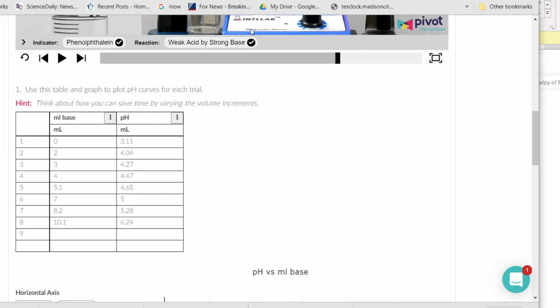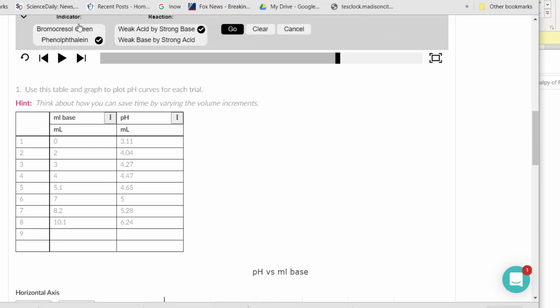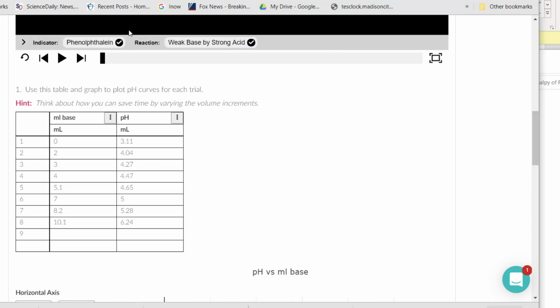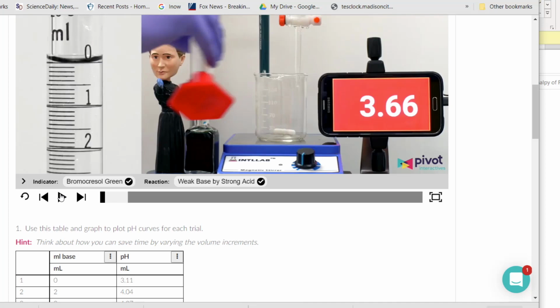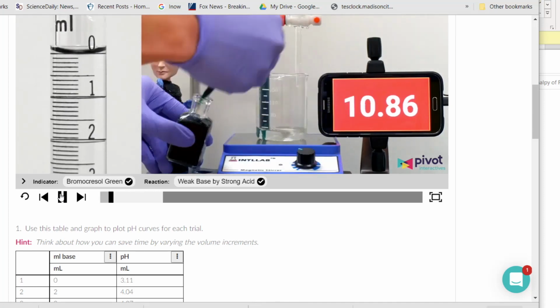And then you can also come in here and say, I want a different one. I want the weak base and strong acid. And you can also change the indicator. And then you can collect data for this titration.